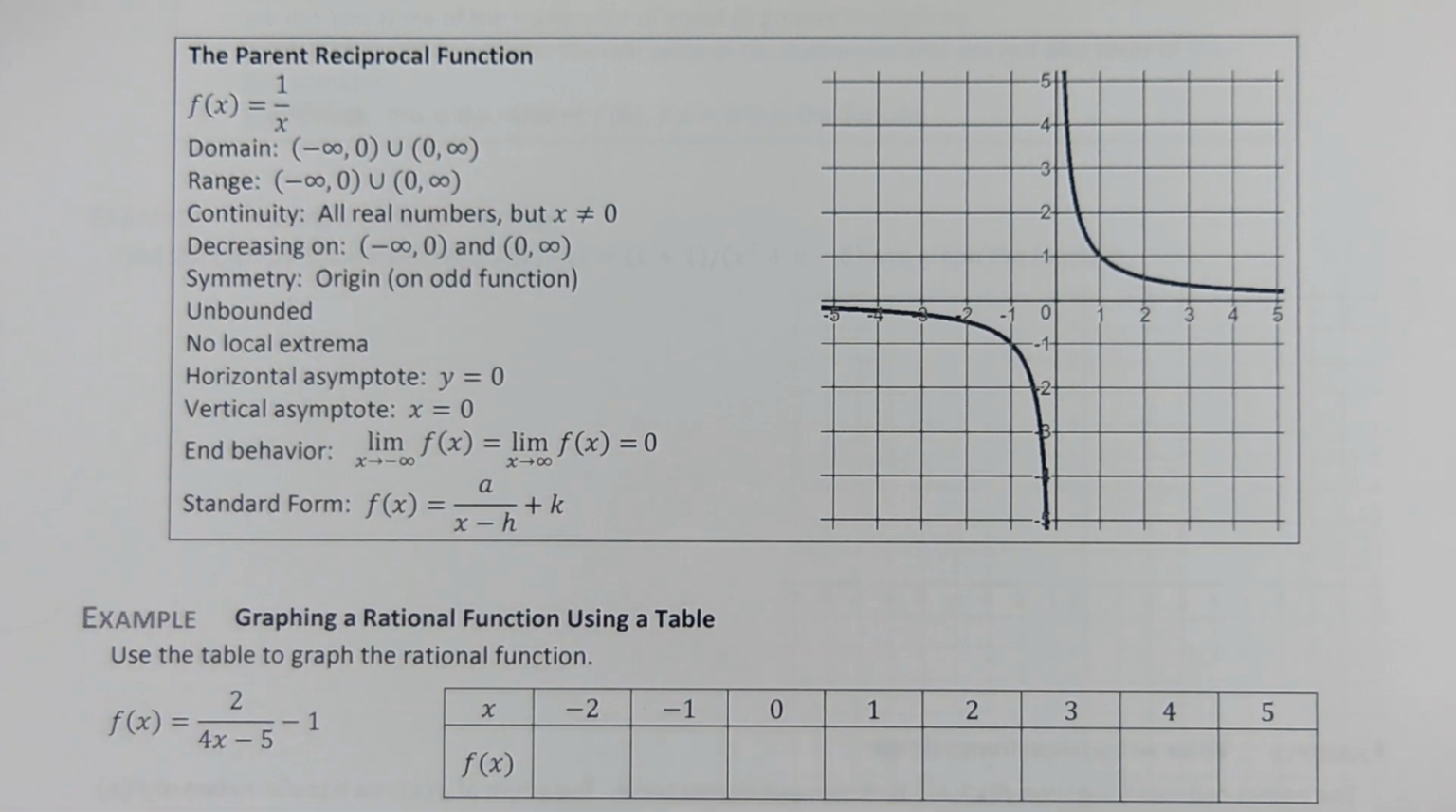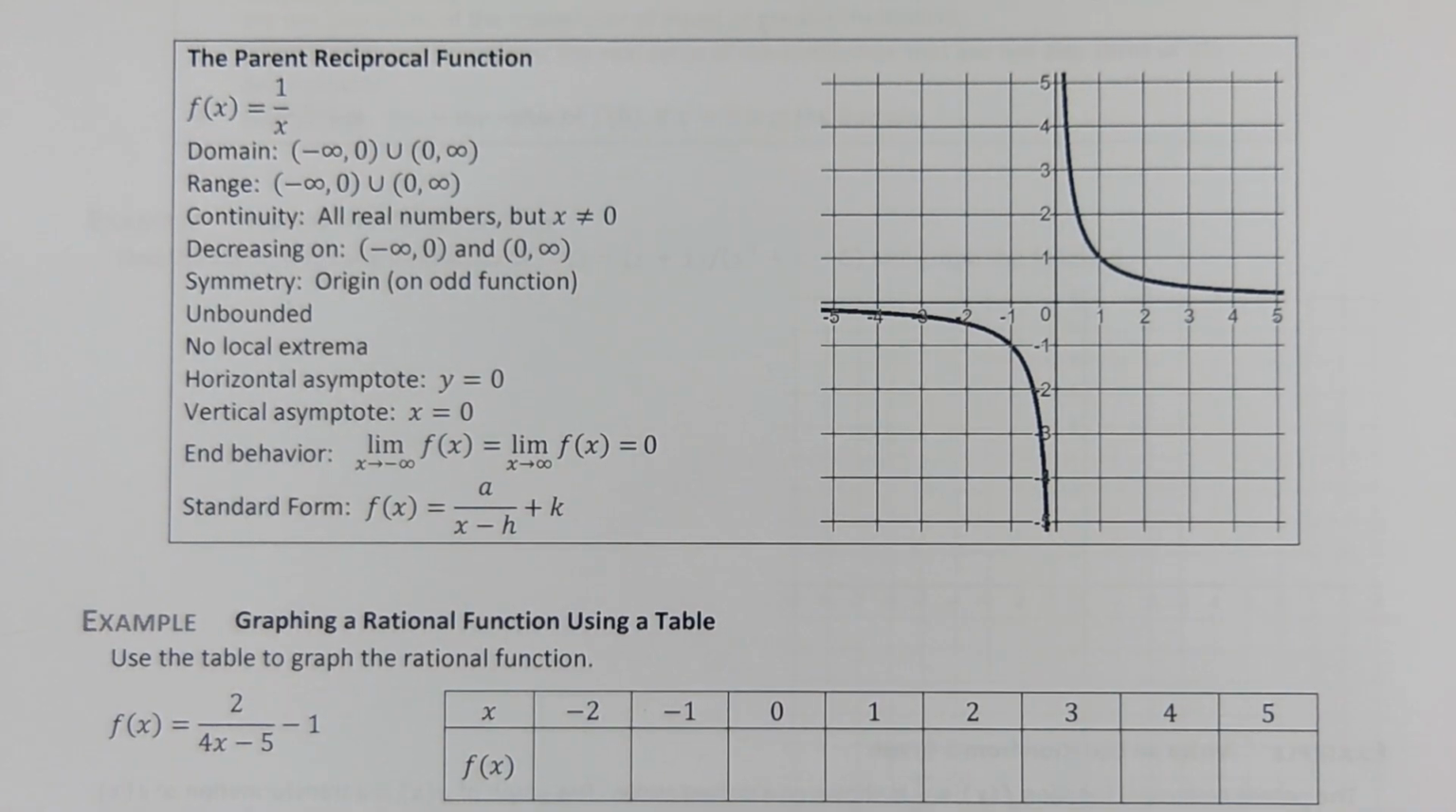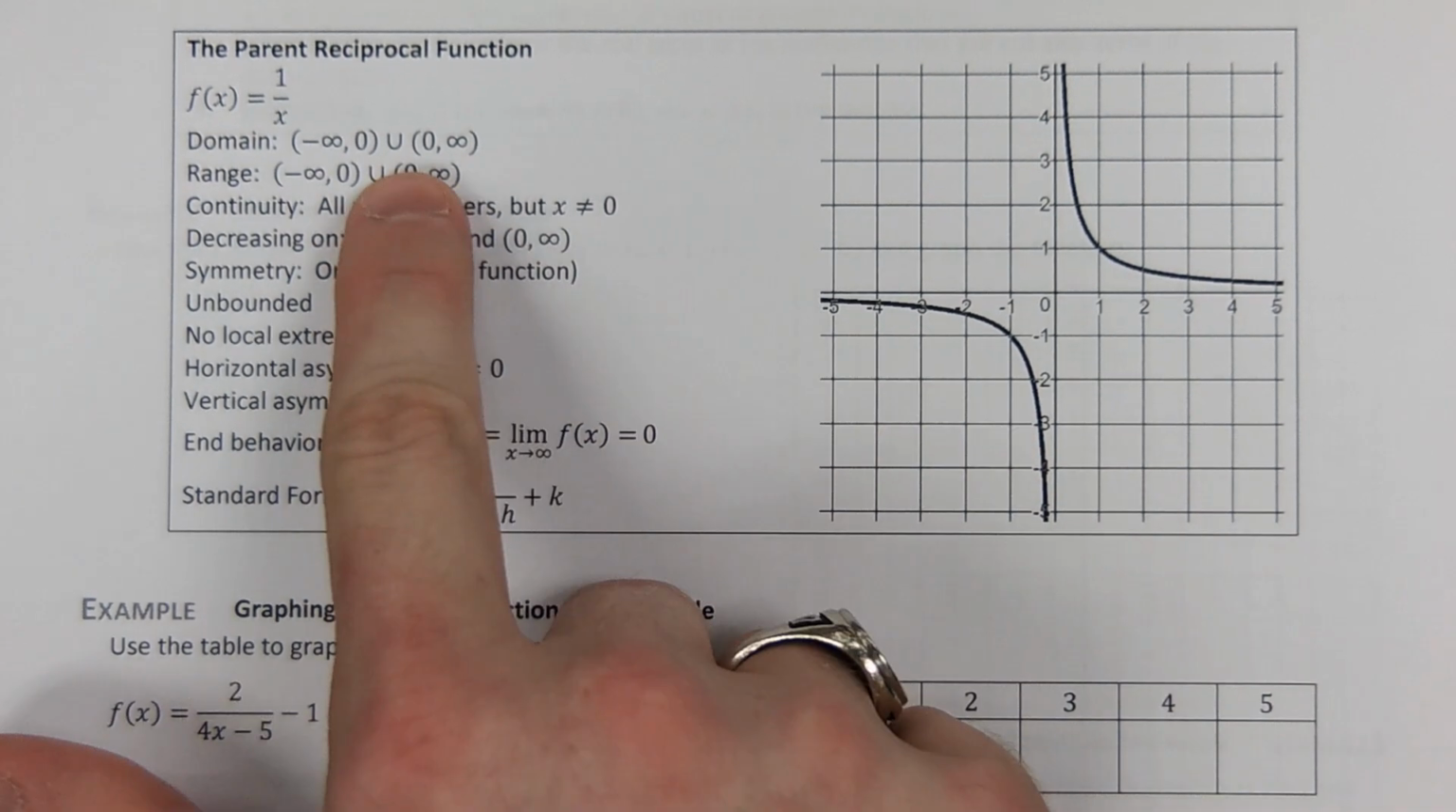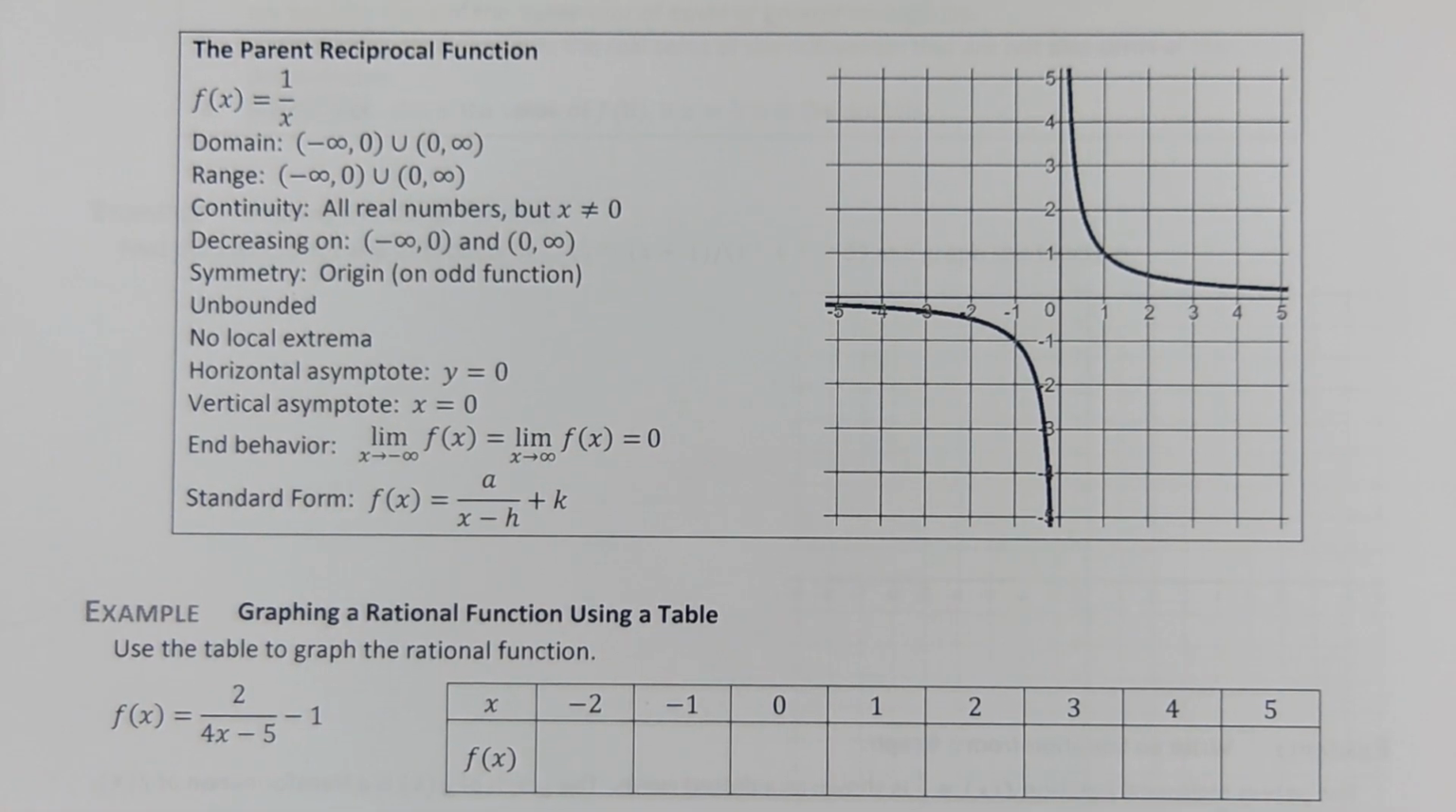The range is all the y values it can cover. As it turns out, the only y value this will never equal is also 0, because 1 divided by every single number, except for 0, is going to be a non-zero value. There is no way to divide a number by something and get 0 as an answer. It just so happens that its range is the same as its domain. Is that always the case? No, that's the case for the parent.